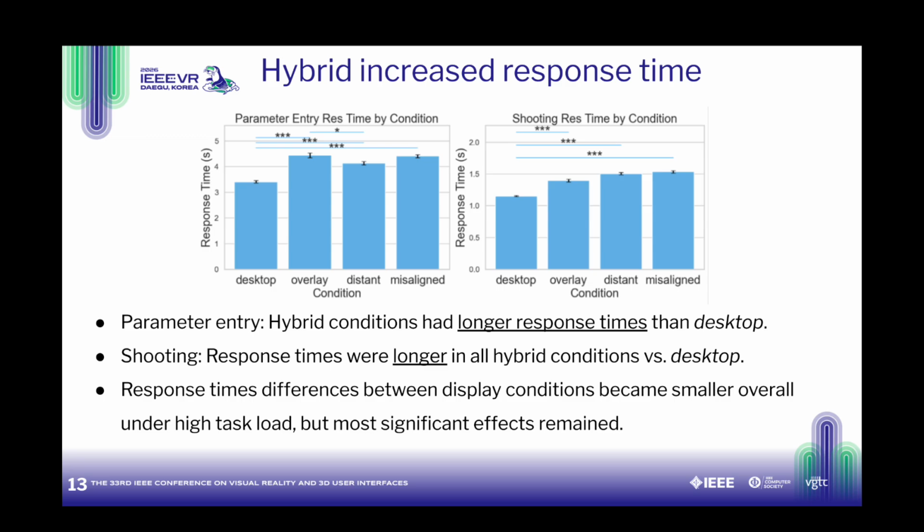We now move to the result. The plot shows the main effects of the display configuration for individual tasks, with the x-axis as the display condition and the y-axis as the dependent variable. Here is response time. We found that hybrid setup significantly increased response time in 2 of the 4 tasks. Compared to low task load, high task load decreased response time and made the differences between display conditions smaller, but all significant effects remained, except the difference between overlay and distant.